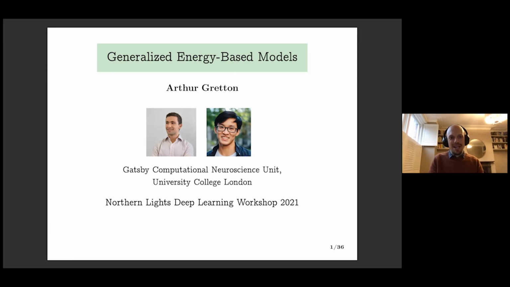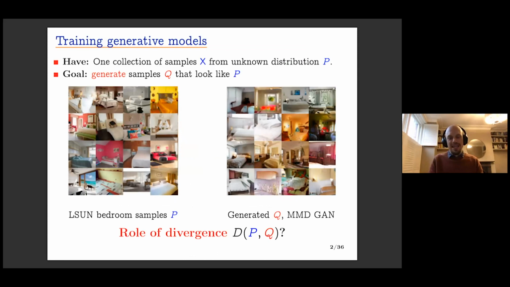The topic is generalized energy-based models. So the goal here basically is the goal of generative modeling, which is that given a collection of samples, I'm going to call X here from an unknown distribution P, I want to generate samples Q. So Q are my artificial samples that in some sense resemble P. And the theme that we pursue here is that these samples are in very high dimensions, but might occupy a low dimensional subspace in some sense within that high dimensional space.